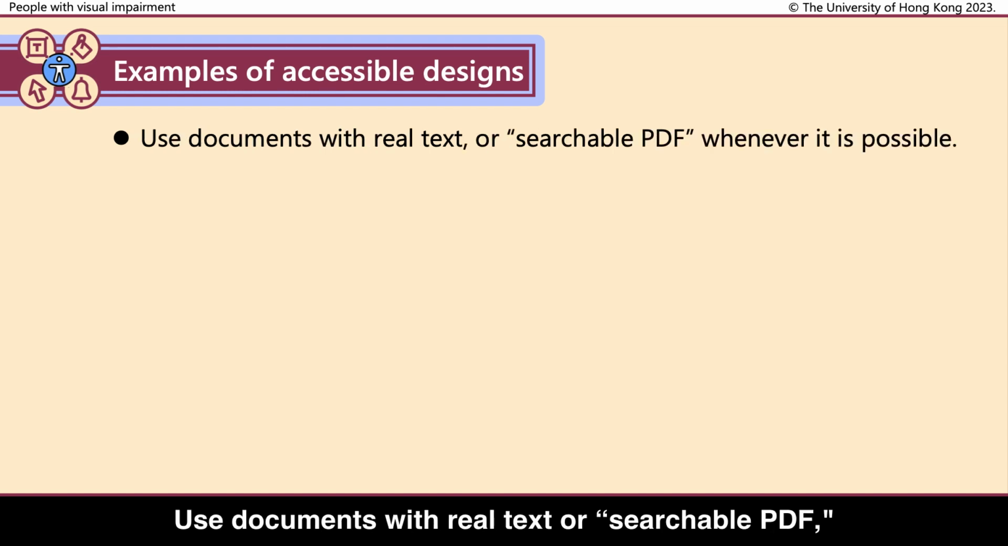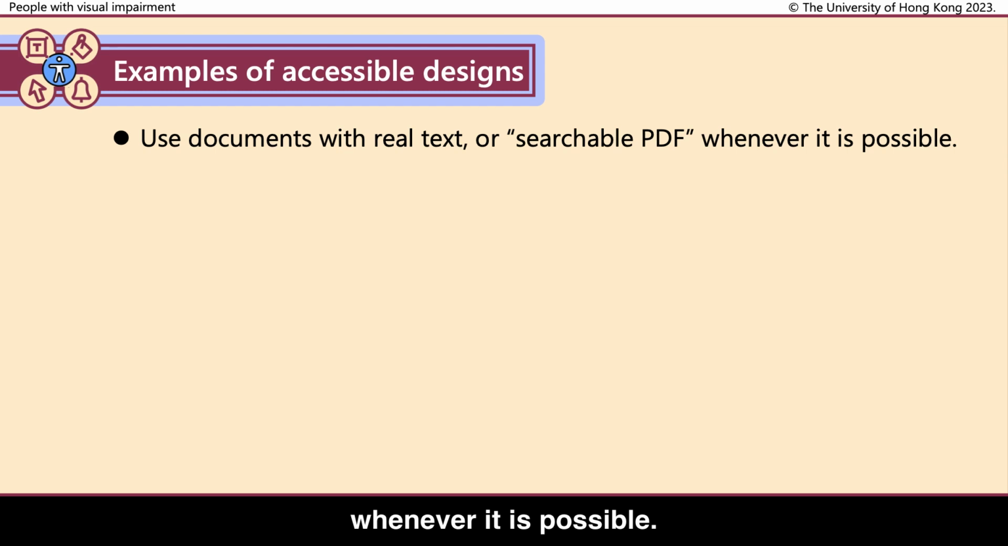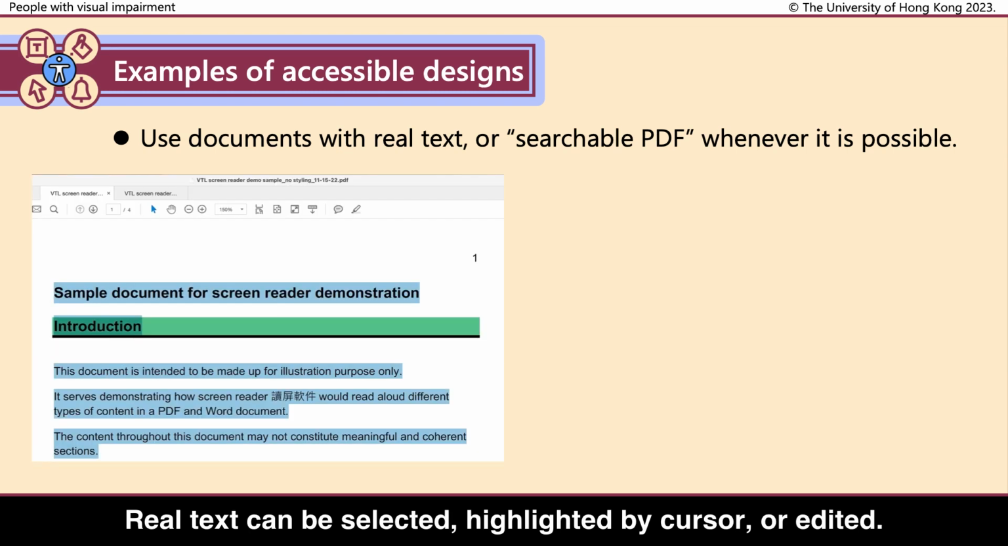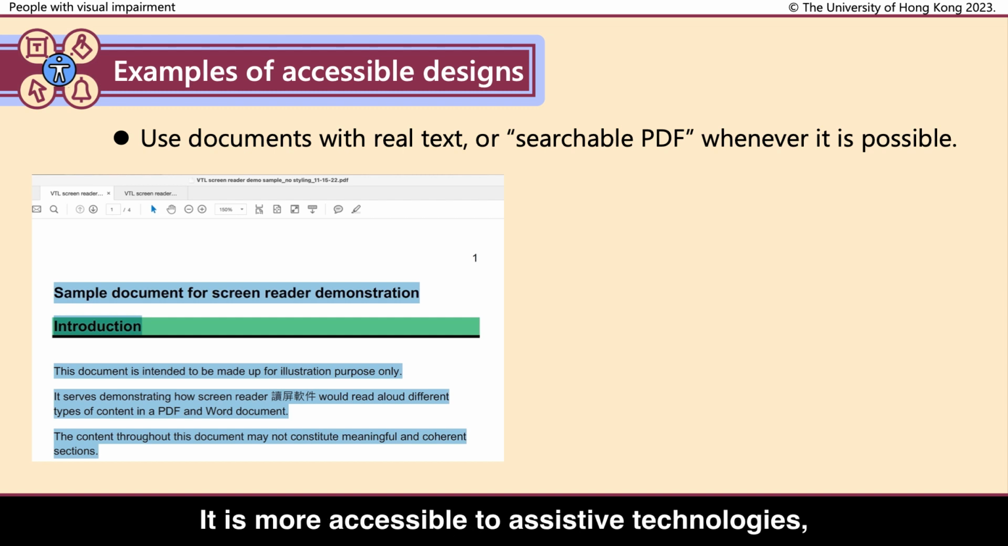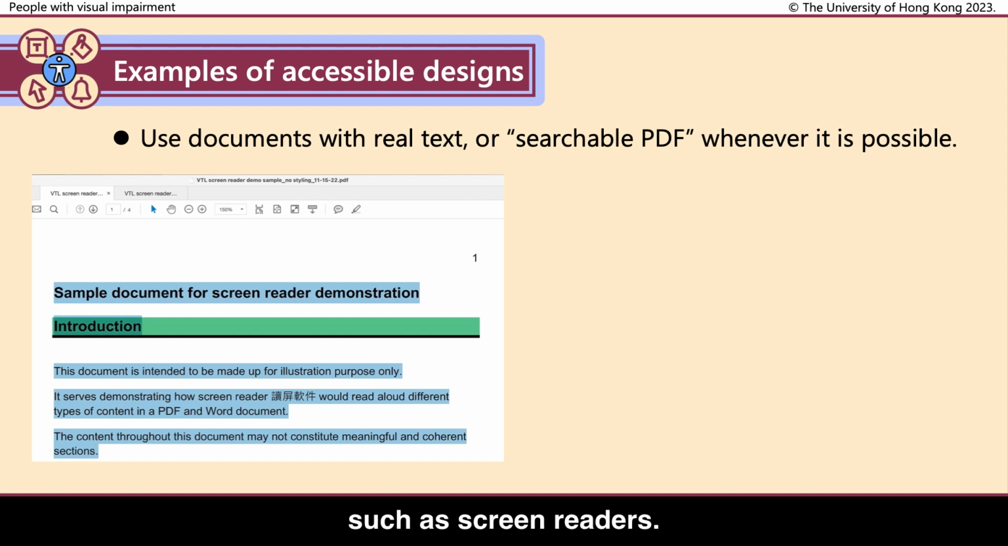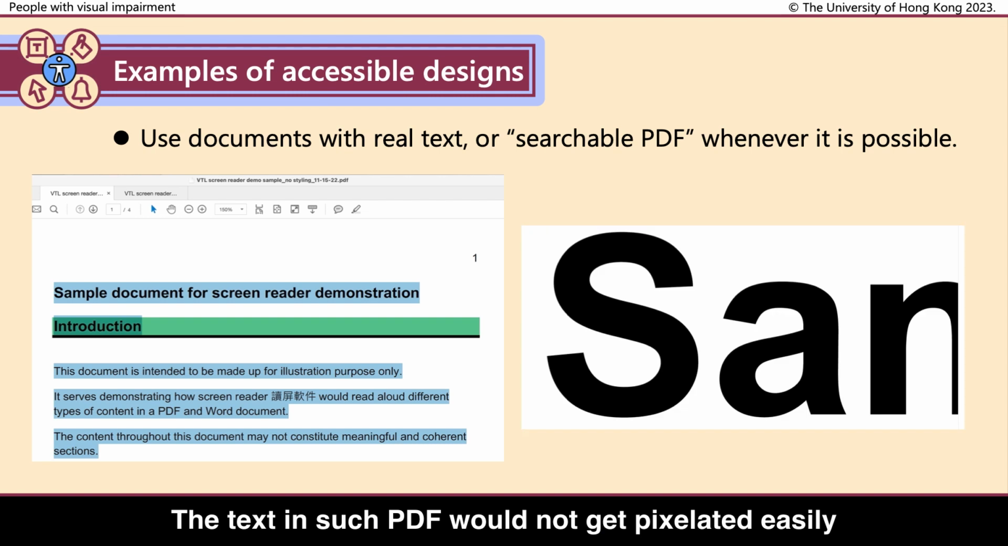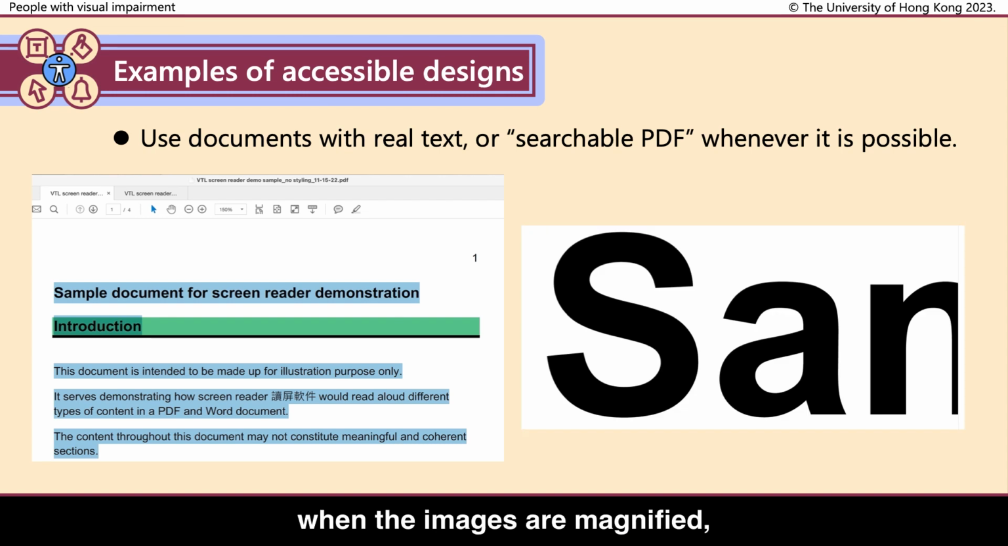Use documents with real text or searchable PDF whenever it is possible. Real text can be selected, highlighted by cursor, or edited. It is more accessible to assistive technologies such as screen readers. The text in such PDF would not get pixelated easily when the images are magnified, zoomed in, or zoomed out. It would make the text more accessible to users of magnifying tools.